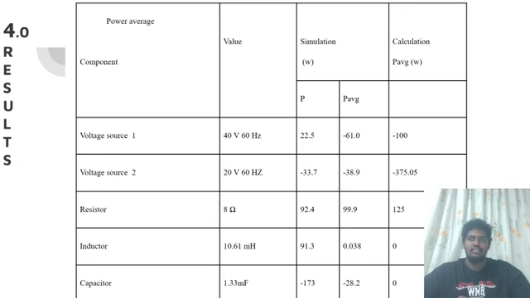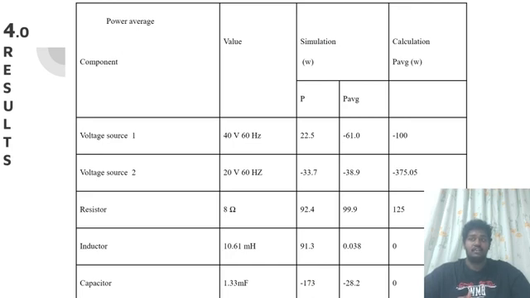Initially, there are two voltage supplies we used, where Vs1 is equal to 40 volts and 60 Hz, and Vs2 is 20 volts and 60 Hz. Vs1 produced an average power of negative 61 watts and Vs2 resulted in negative 38.9 watts. After making some adjustments and modifications, we noticed that we used an insignificant value for the inductor and capacitor. We also used a defined value for the theoretical method, which resulted in a big margin of difference between both methods.